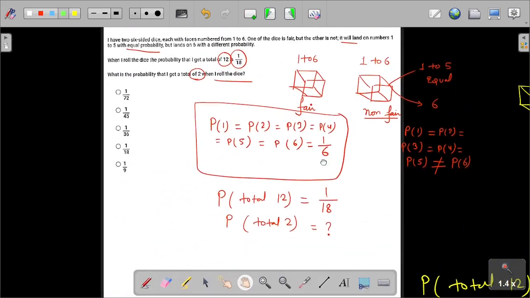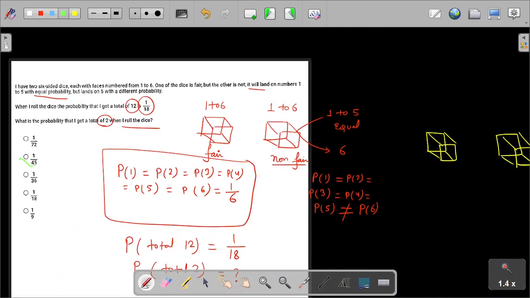Let us check the options. Is there any option 1 upon 45? Yes, there is option number B, that is 1 upon 45.